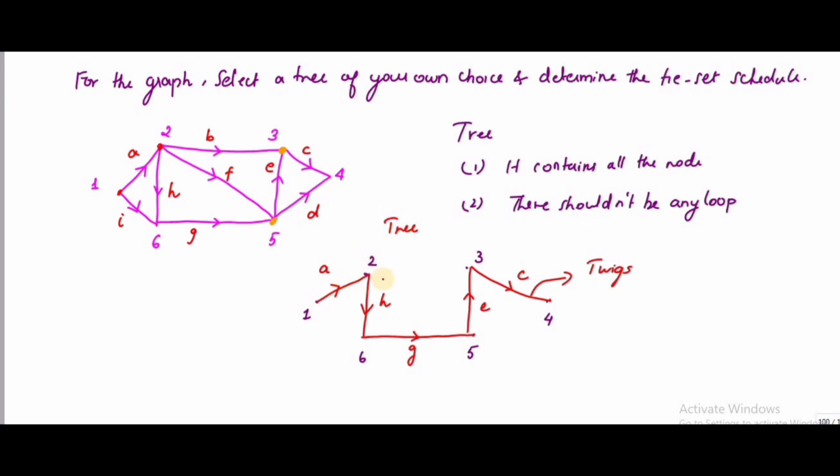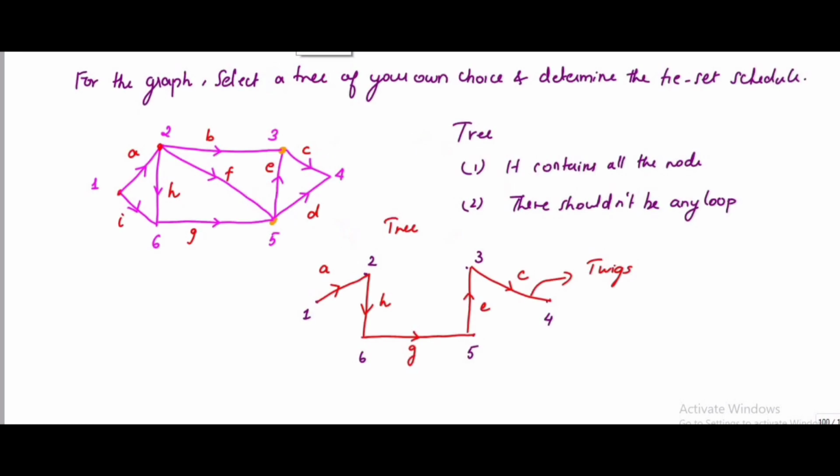So you can form it in any way you can connect. That is why they are saying you can select a tree of your own choice. Now I have selected this one. So for each tree you have a co-tree. So what does co-tree mean? So this is 1, 2, 3, 4, 5 and 6.